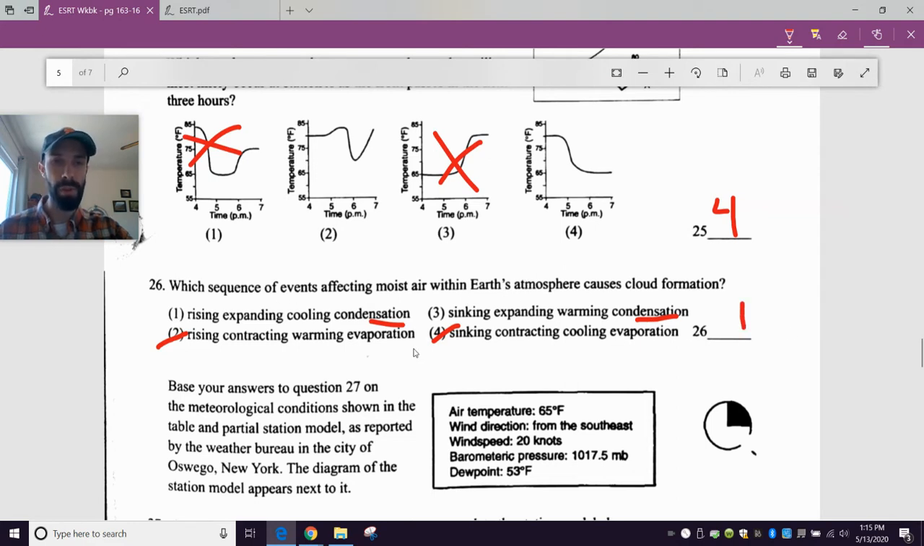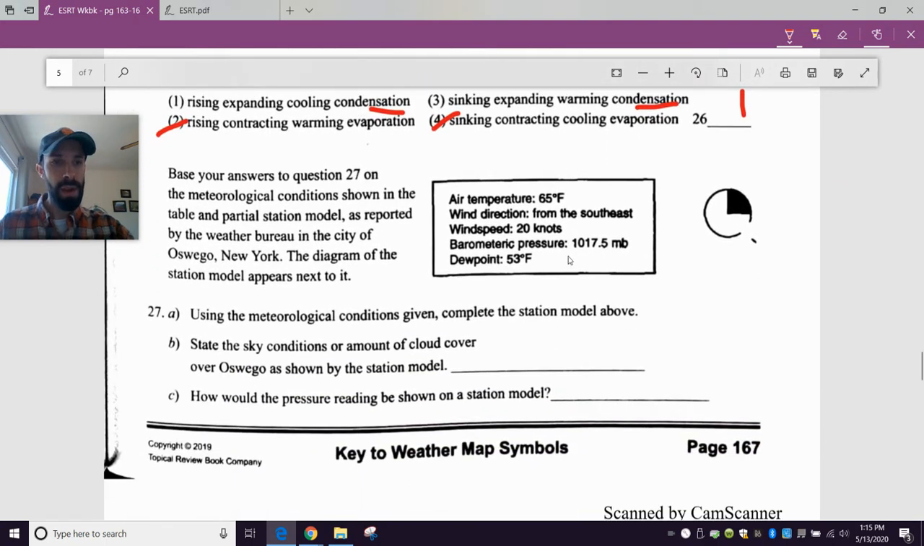Also know that when you have air rising, rising air means it's going to cool down. Rising air means it's going to become less dense and it's going to expand. And therefore, it's got to be choice number 1. Okay, so that's kind of related to our cloud stuff.